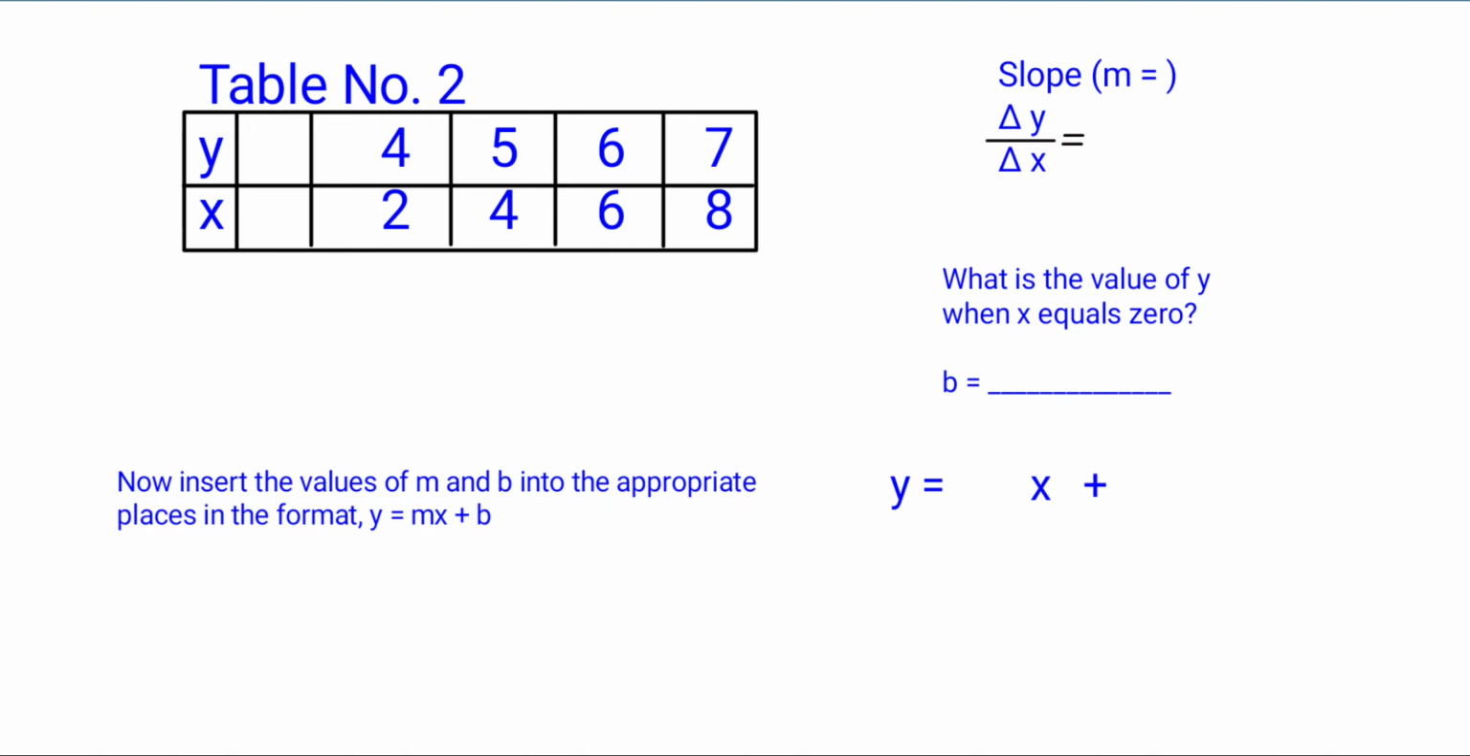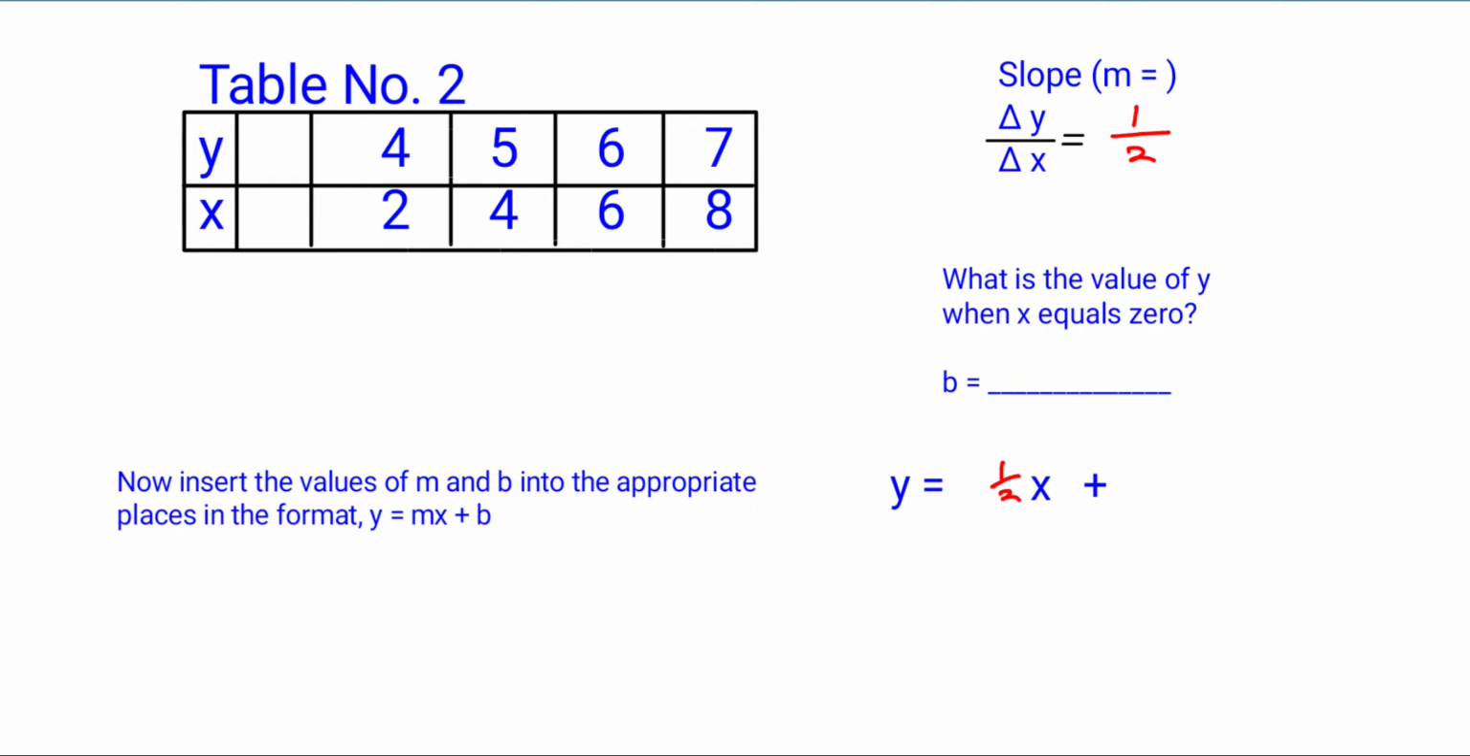So let's go ahead and go with this. For the y change, I'm adding 1 to each number. 4 plus 1 is 5, plus 1 is 6, plus 1 is 7. So my change in y is 1. And my change in x, we're adding 2. 2 plus 2 is 4, plus 2 is 6, plus 2 is 8. So that means my slope equals 1/2. Okay? So I'm going to put 1/2 in front of my x.